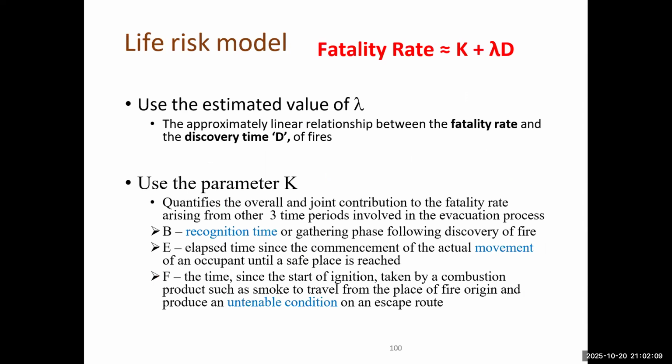Okay, so building directly on the statistical evidence, we can now formalize a life risk model. So the risk model is a linear relation we have already mentioned. The fatality rate equals K plus lambda D. So we already understand lambda. It is the slope from our graph, quantifying the increase in fatality risk for every minute of delay in the discovery time D. And the other parameter, capital K, is the intercept. So now we have several other parameters to calculate K.